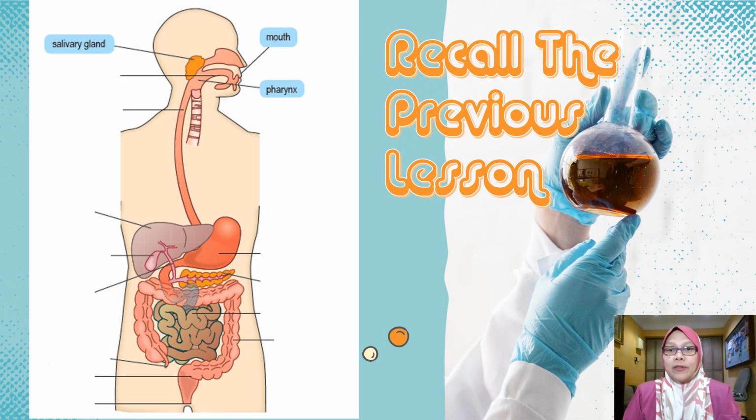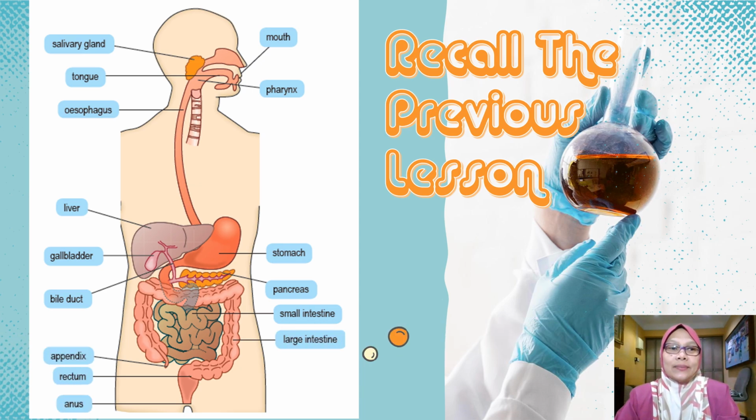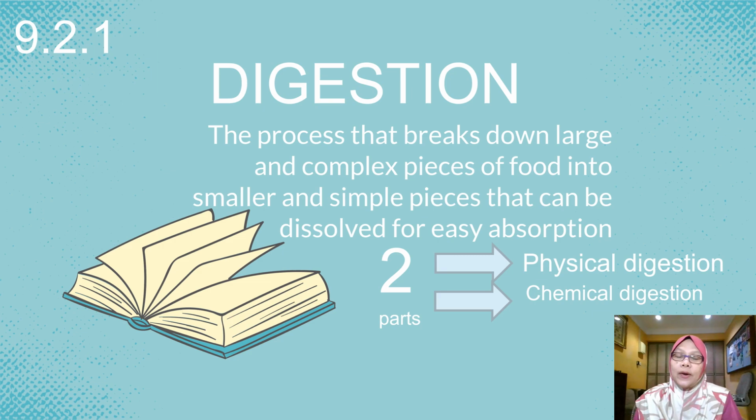Now let's recall the previous lesson. In the previous lesson, you have learned the parts of the alimentary canal. Alright, let us continue with our lesson about digestion. What is digestion? Digestion is the process that breaks down large and complex pieces of food into smaller and simple pieces that can be dissolved for easy absorption.